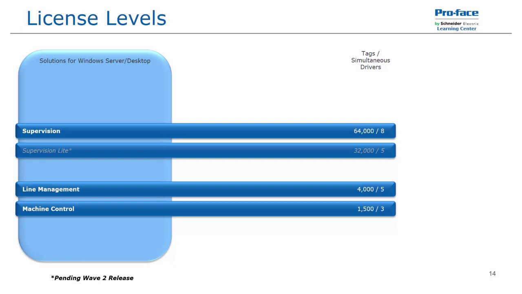This is the maximum number that is included. So for example, with the machine control or 1500 tag license, you can have 3 unique drivers configured inside of your application, and then all the way up to the supervision license, which is 8.